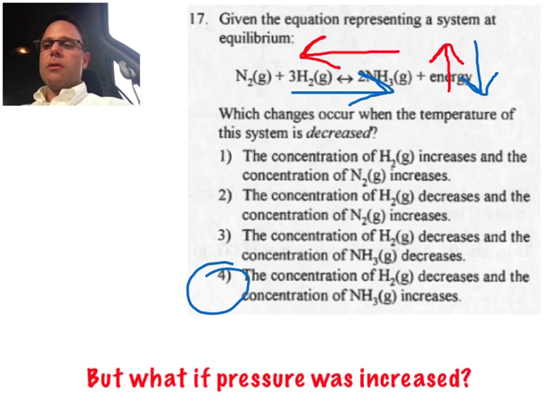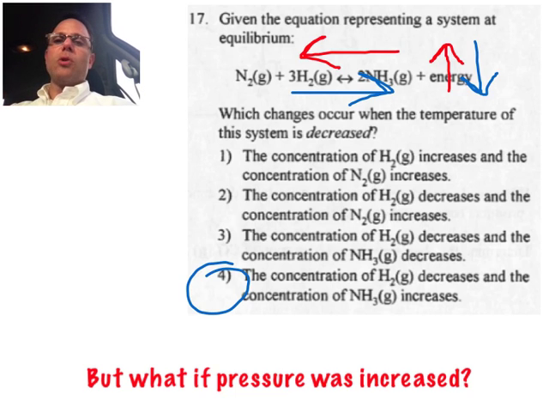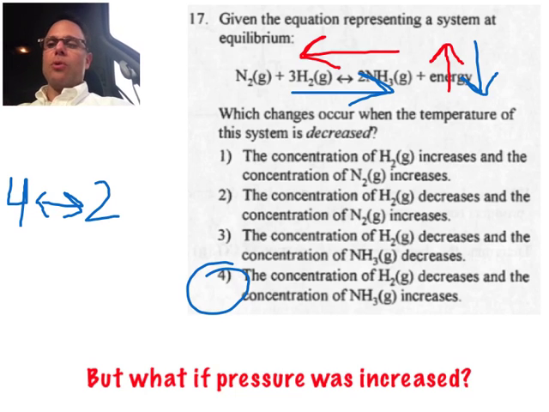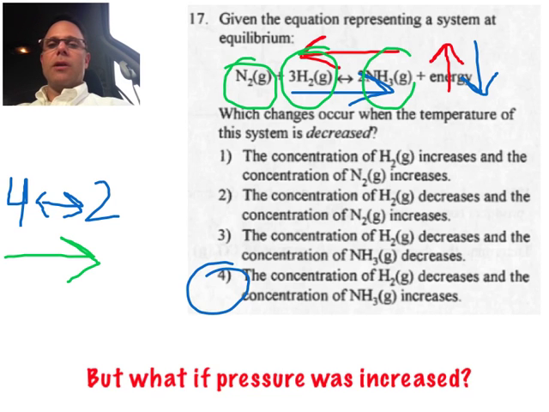Love this one. But I got a follow-up question. What if the pressure was increased? Well, similar to questions before, we would add up the total moles of gas on the left, and that's 4 moles of gases on the left in equilibrium with 2 moles of gases on the right. If we increase the pressure, we will therefore be shifting the reaction to the right. That would then decrease the nitrogen, decrease the hydrogen, and increase our ammonia.